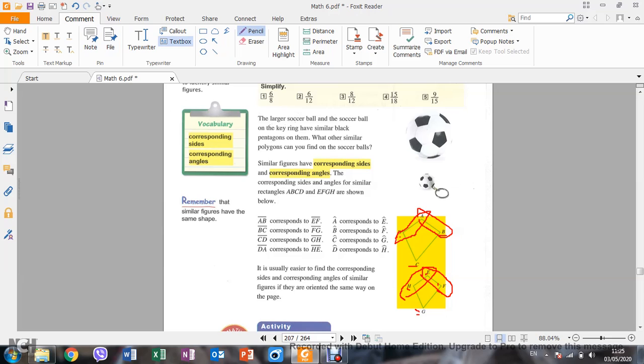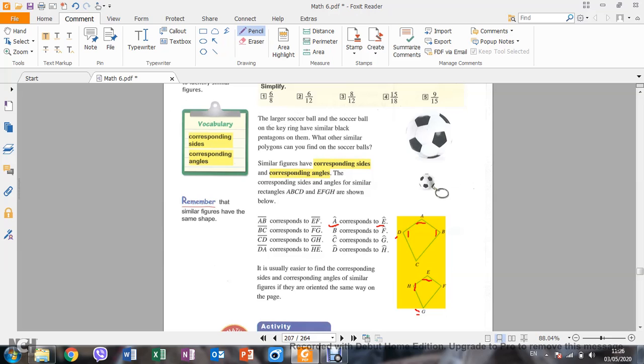So for angles, corresponding angles are the same. This is for size, and for corresponding angles the same means we need to find the same. For example, angle A is like angle E. Yes, that's the same, but the scale is different. So you tell me angle A corresponds to angle E. Angle D corresponds to angle H.